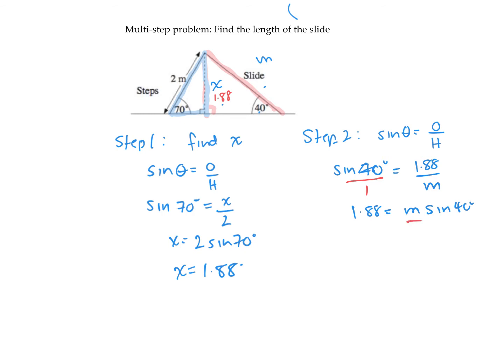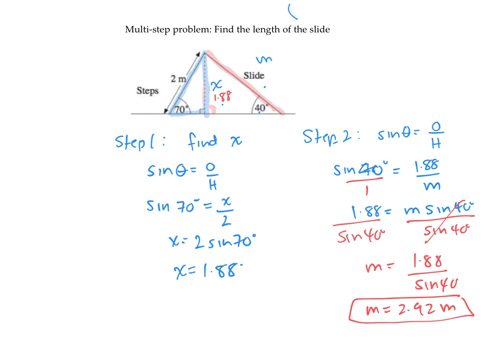So we will have to find the value of m by dividing. Get rid of that, put it over here. And then we can find that, just type that into the calculator. 1.88 divided by sine of 40 is 2.92. And the units given are meters, so we'll include those. So that's just an example of a multi-step question where you might have to find one measurement in order to find the measurement that you are looking for.